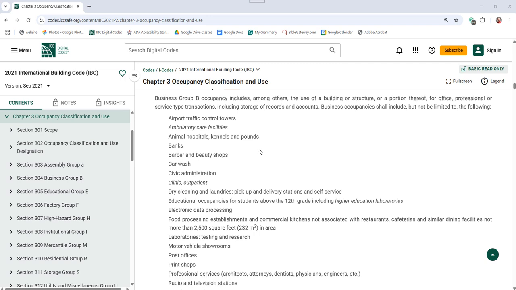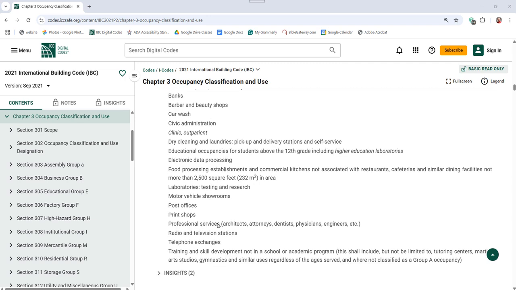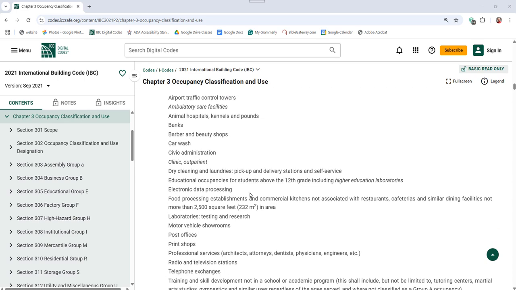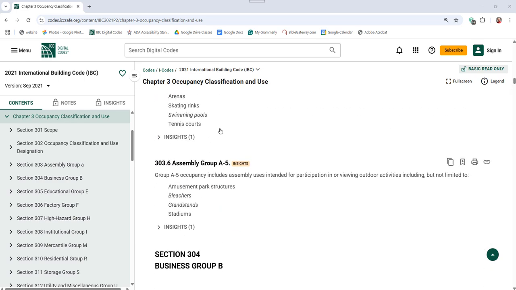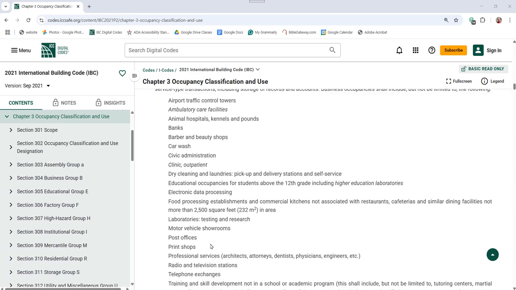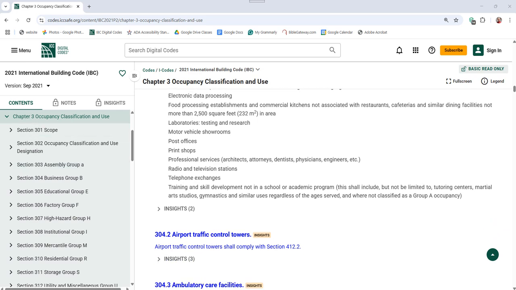Scrolling on down, under businesses, we've got professional services. Well, there you go. Interior designers will certainly fall into that. So they are going to be just a straight B occupancy. There's no different category like A-5 or anything like that. It's just straight B, so we're going to make it a B occupancy.